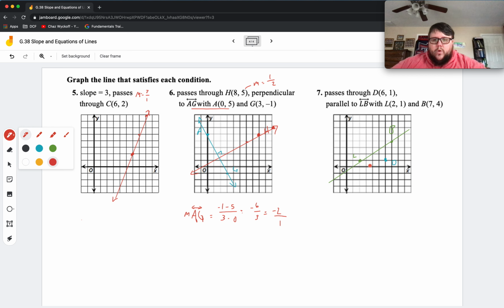And my slope was, I went up 1, 2, 3, over, so up 3, over 1, 2, 3, 4, 5. So for my slope for this line would be up 3 over 5. It would be off the graph, but I can go down 3, over 5 as well. And so that is my line going through D.